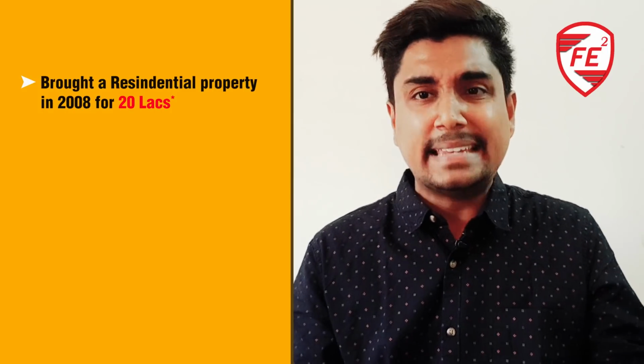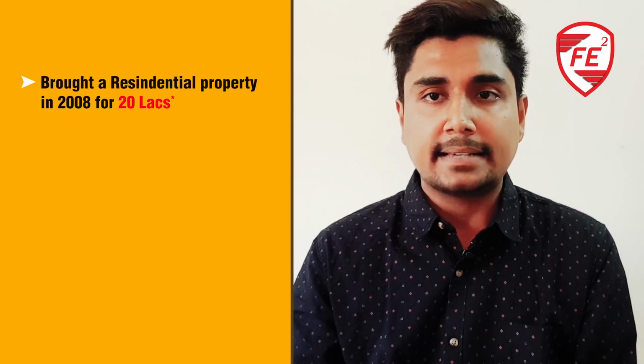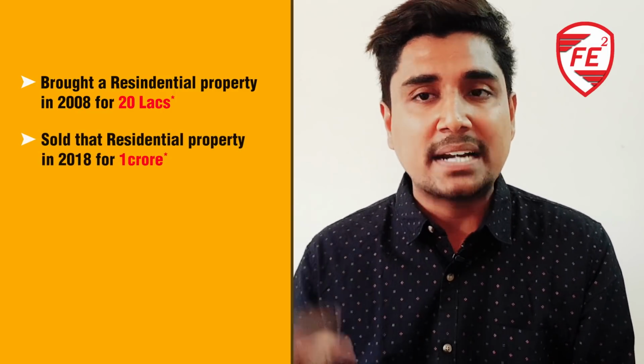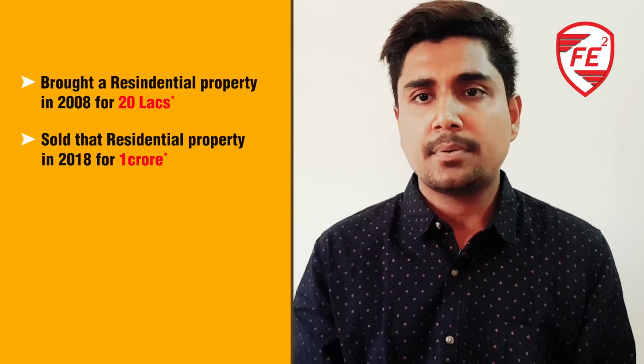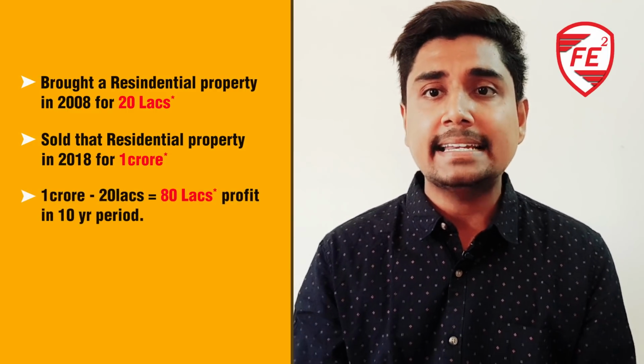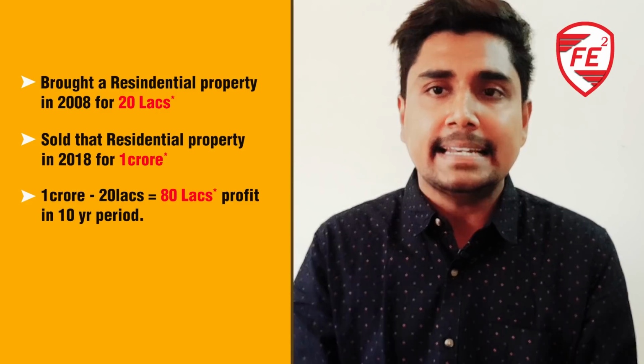Okay, let's go to an example so that you understand better how you can make use of section 54. For example, in 2008 you are buying a property for 20 lakhs. In 2018 you are selling that property for 1 crore. In the 10 years time frame, you made a profit of 80 lakhs, because 1 crore minus 20 lakhs is 80 lakhs.